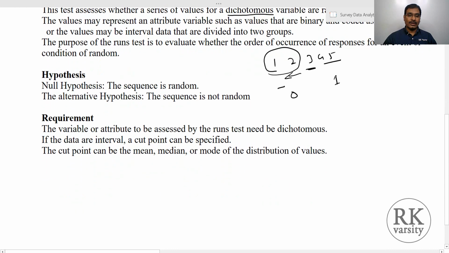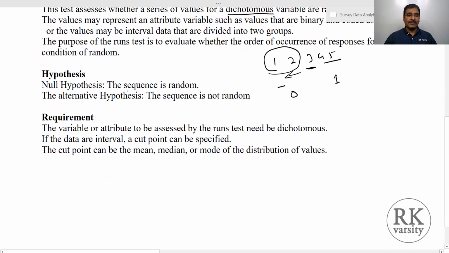The hypothesis that we frame in a runs test is that the sequence is random. In the sense that whatever data you collected, your observations are random. The alternative hypothesis is that the sequence is not random. When the sequence is not random, you find a pattern. The pattern may be an uptrend or a downtrend or something like that, but it is not a random walk.